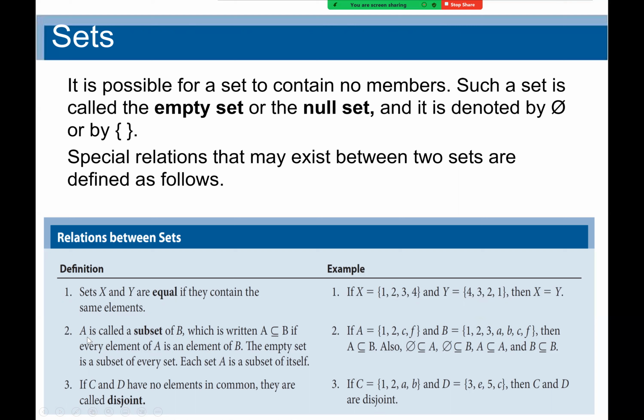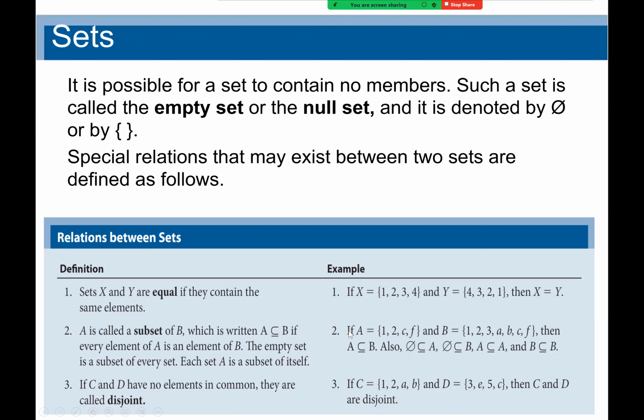And also next, we say A is called a subset of B, which means all the elements in A are also in B. But there are some elements in B that are not in A. And we can use this symbol, which represents A is a subset of B. This means every element of A is an element of B, but there may be some elements of B that are not in A.